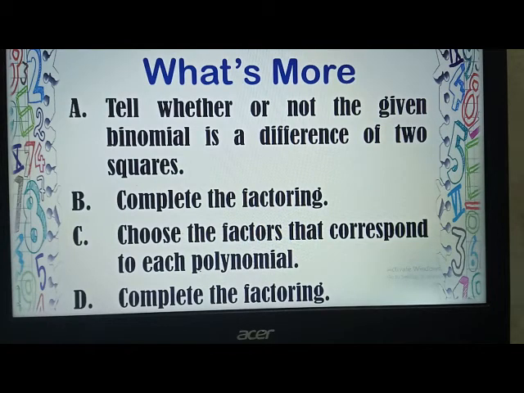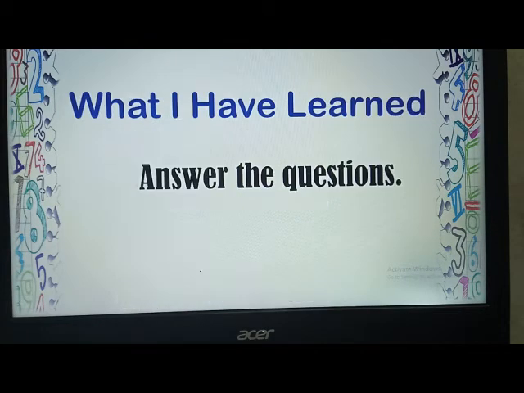For the what's more part, you need to answer the 4 parts there. A, tell whether or not the given binomial is the difference of two squares. B, complete the factoring. C, choose the factors that correspond to each polynomial. And D, you need to complete the factoring again. Next, for the what I have learned part, you just have to answer the two questions there.